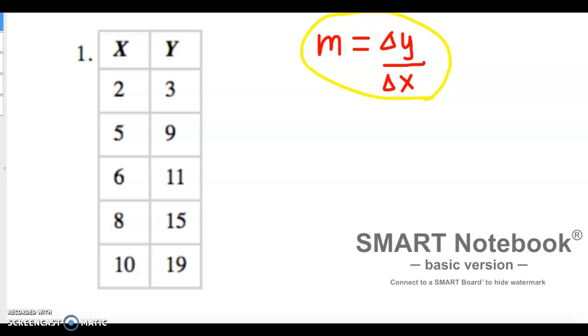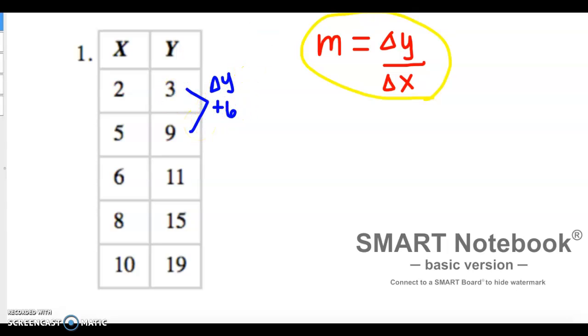So we want to look at our table here. First we want to figure out what is the change in y. So to get from one y value to the next y value, what do you do? In other words, to get from 3 to 9, what do you do? That's your change in y. So here, our change in y, I'm going to label it, is that we add 6, because 3 plus 6 is 9.